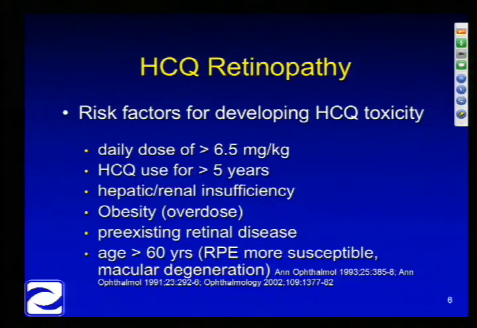There are some risk factors to consider. A daily dose of greater than 6.5 milligrams per kilogram, use greater than 5 years, patients that have hepatic or renal insufficiency don't metabolize the drug as well and are more likely to develop toxic effects. Patients that are obese and are being dosed at a milligram per kilogram level tend to be more prone to having toxic effects. And patients that have pre-existing diseases such as macular degeneration also are more likely to have some toxicity.